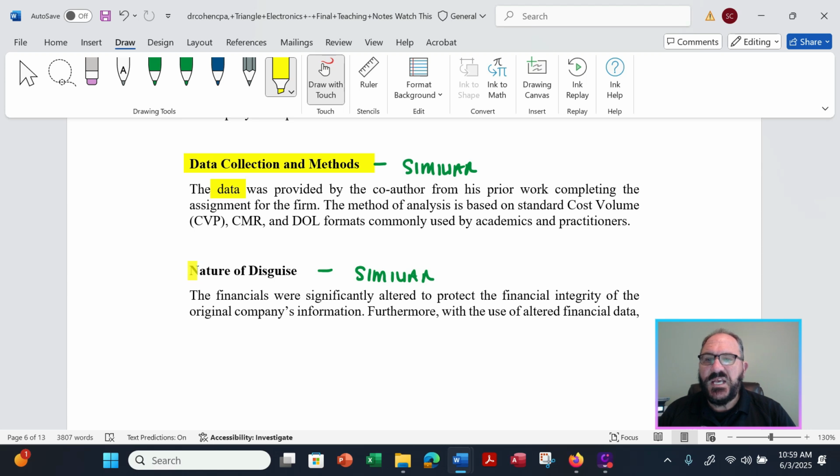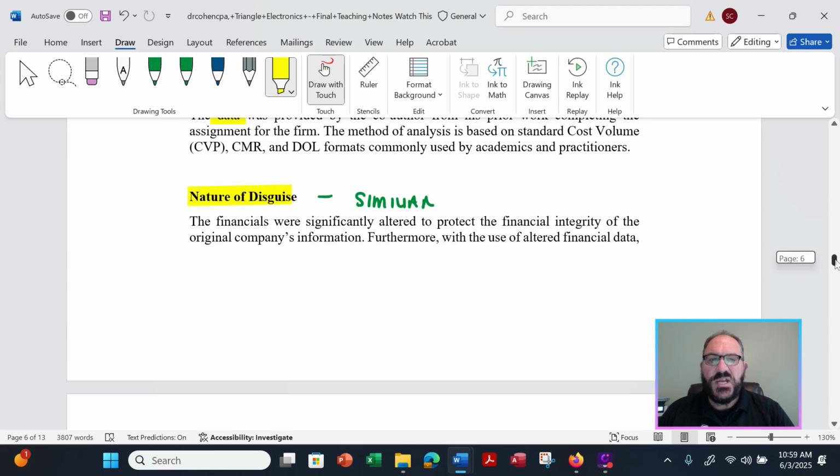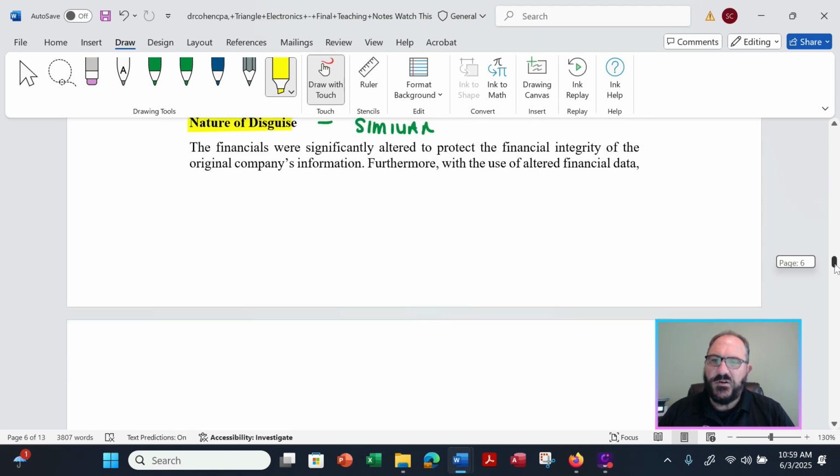Nature of disguise, again, it's similar. Now here, the nature of disguise, we changed the names. So the names were changed, the locations were changed. That's the nature of the disguise. And the idea here is so that somebody can't actually identify the business without their approval. Frankly, in this case, I don't care about giving the approval, but nonetheless, it's something you need to write there.